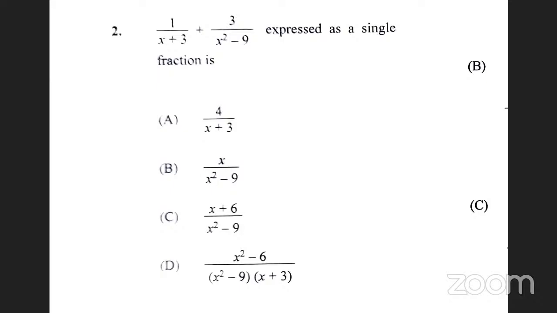Actually work this one out. I'll give you a little help. x squared minus 9 is what? x minus 3 by x plus 3, difference of two squares. Hurry up. Find the LCM and simplify it.